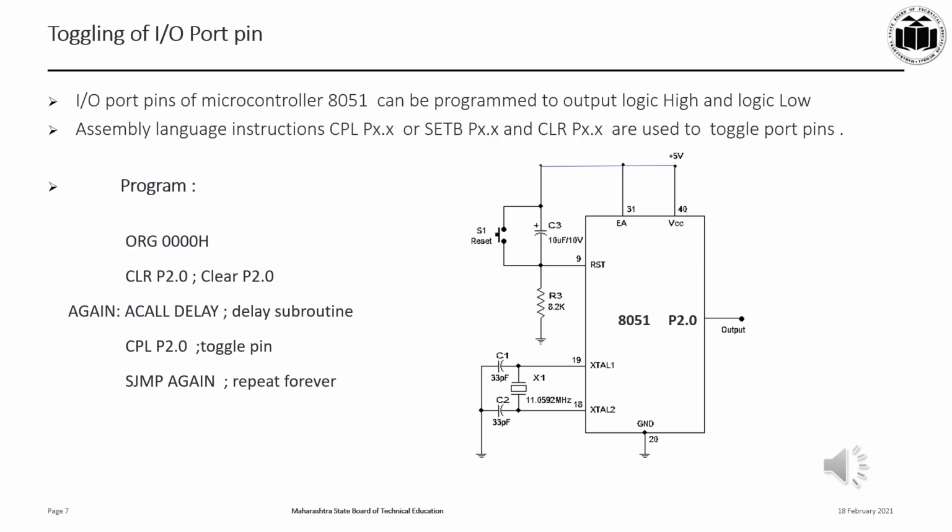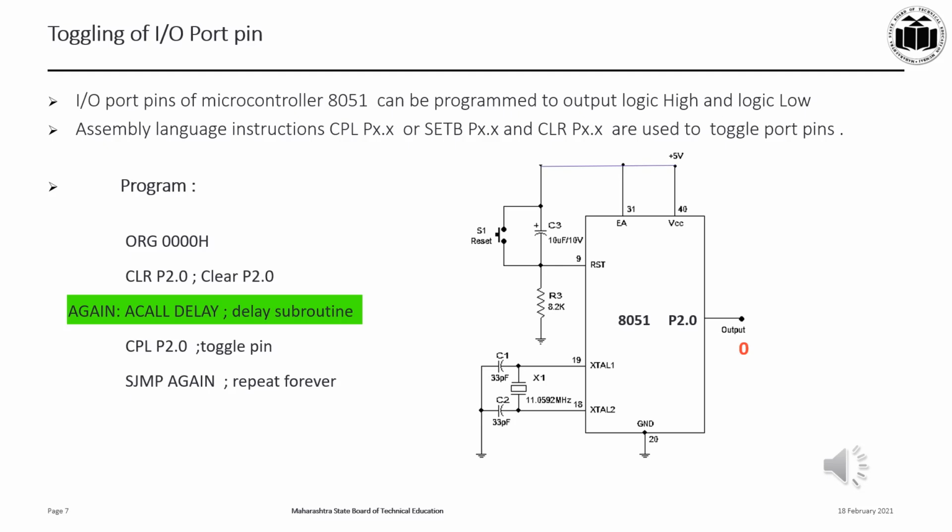Let us understand the program for toggling port pin P2.0. We all know that upon power up, all the port pins of 8051 output logic high, that is logic 1. In the program, the first instruction CLR P2.0 is used to clear the port pin P2.0. When 8051 executes the instruction CLR P2.0, port pin P2.0 outputs logic 0. Then an instruction ACALL delay is used to call a delay subroutine. When 8051 executes ACALL delay instruction, the program control is transferred to a delay subroutine.